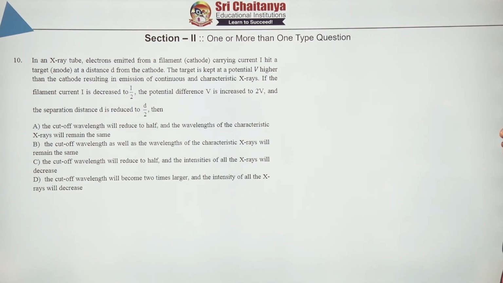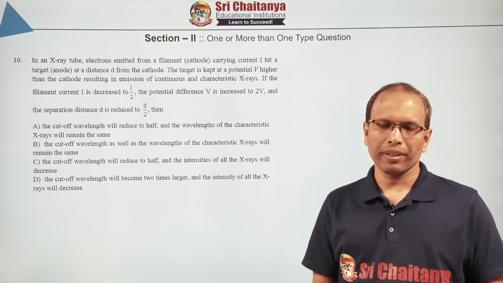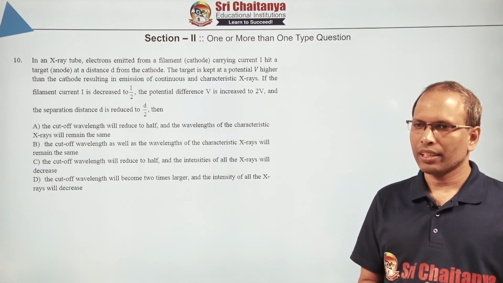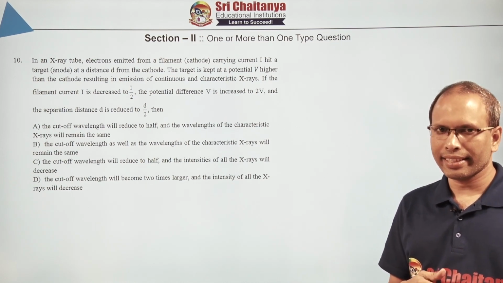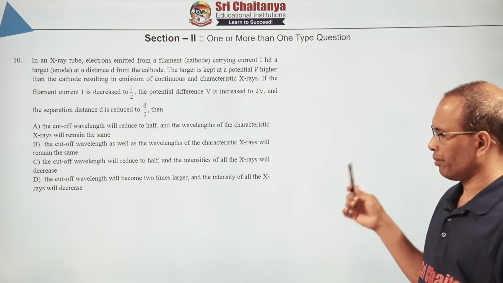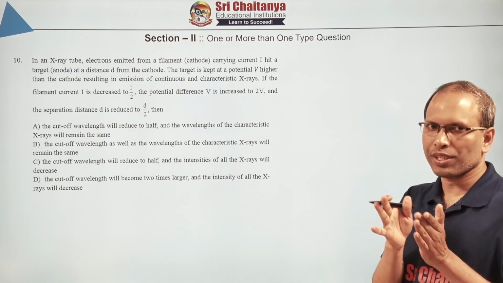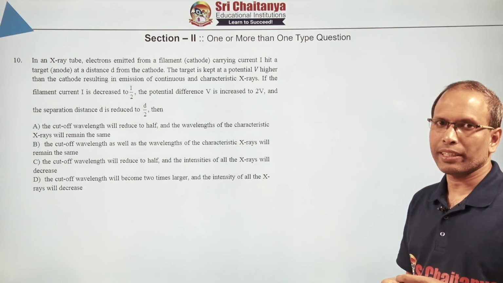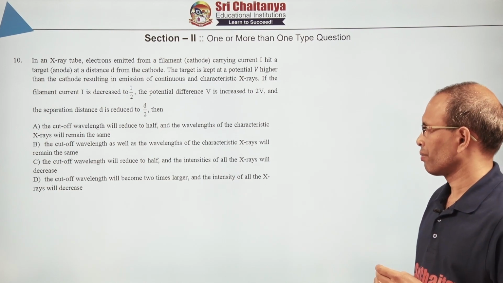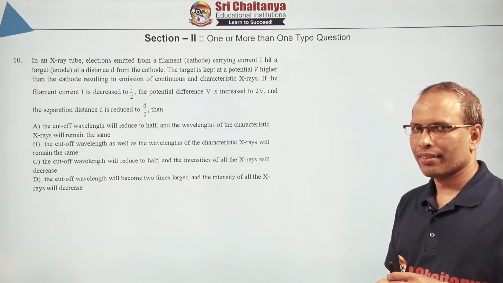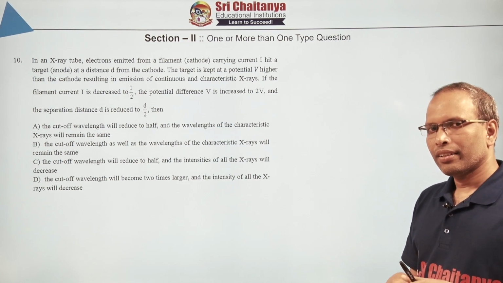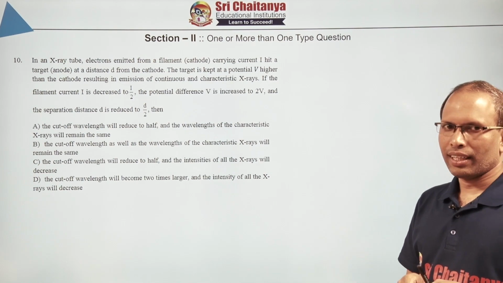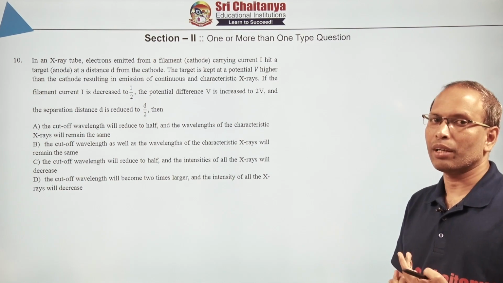Now this is mostly conceptual, very simple. He is talking about the X-ray tube. If you remember the principle of the X-ray tube, the electrons are accelerated by the electron gun. The electron gun produces the electrons, which are accelerated by the accelerating voltage. The accelerating voltage determines the cutoff wavelength, and the cathode current, or the electron gun current, determines the number of electrons emitted per unit time.